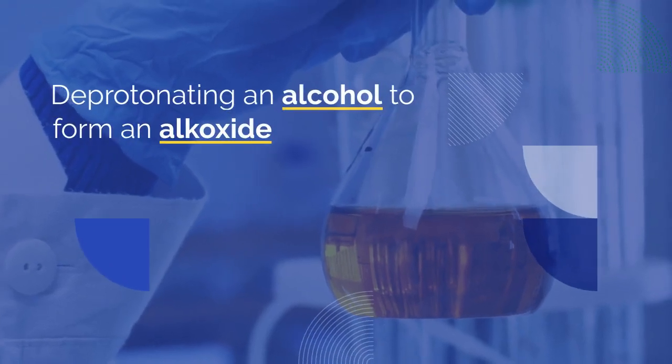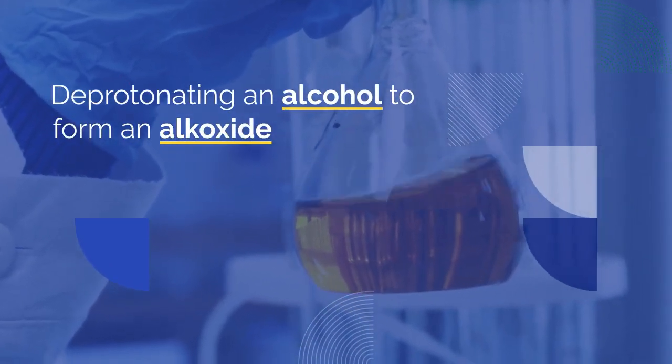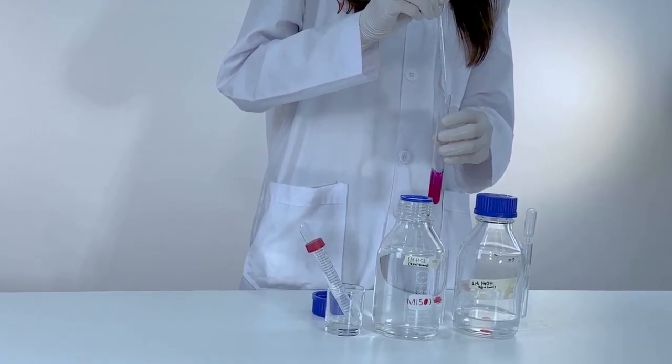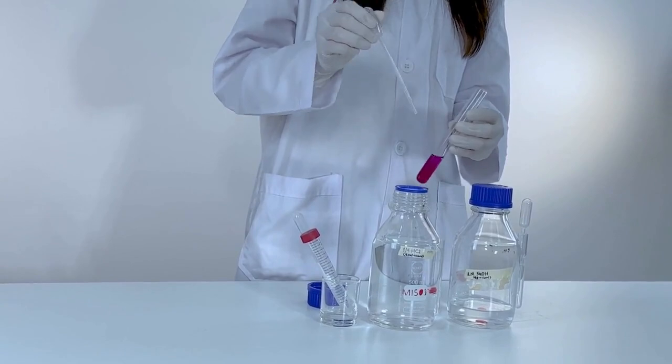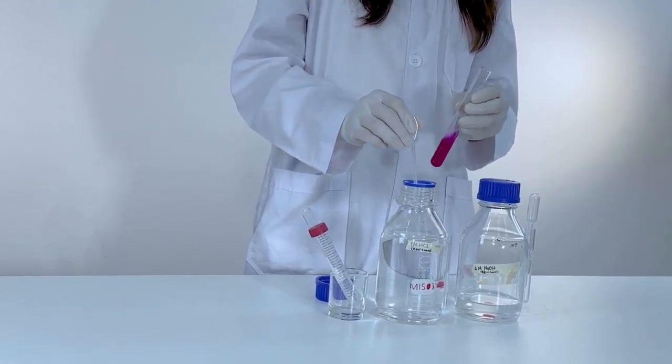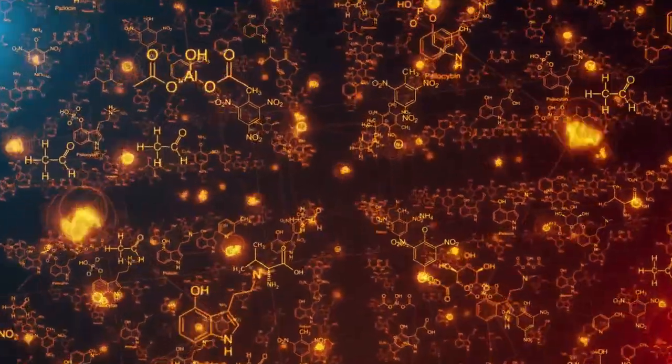A classic example is deprotonating an alcohol to form an alkoxide. An alcohol is a weak nucleophile, but once a base removes its acidic proton, it becomes a negatively charged alkoxide, which is a much stronger nucleophile. This newly formed alkoxide can then participate in important reactions like the Williamson ether synthesis.